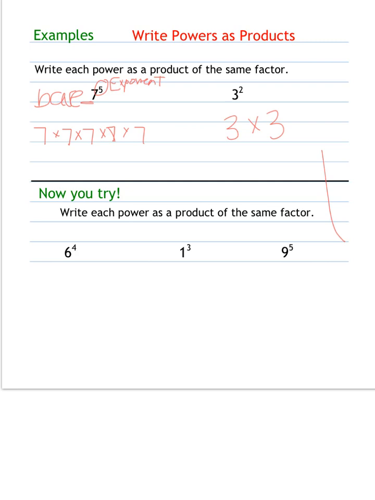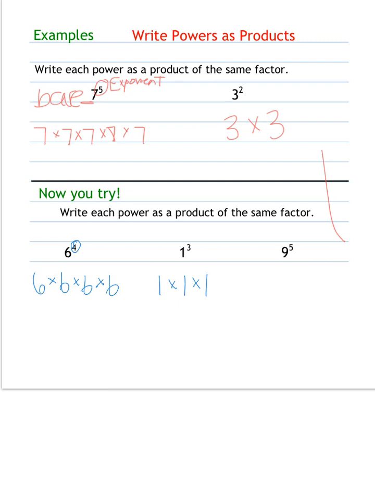Our first one here says 6 to the power of 4. So to write this as a product of the same factor, we would write 6. We're multiplying it 4 times. That's what our exponent is telling us. So 1, 2, 3, 4. Okay, so 6 times 6 times 6 times 6. 1 to the power of 3, we are taking 1 times 1 times 1, 3 times over.